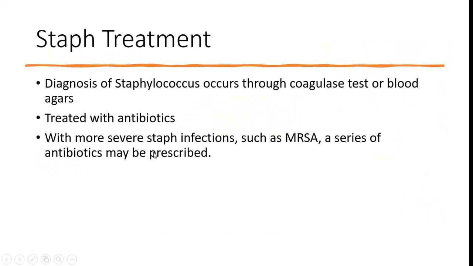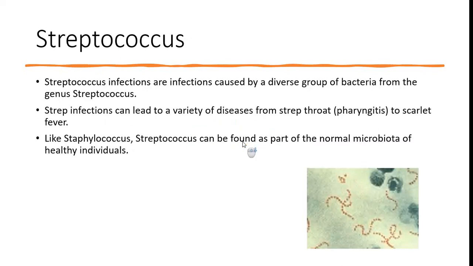So how do we treat staph? Well, one of the things we have to do is ensure that it's staph through either a coagulase test or a blood agar, and we're going to treat it with antibiotics. There's a wide variety of antibiotics that are effective against staph. Now, if it happens to be MRSA, which is that methicillin-resistant strain of Staphylococcus aureus, then it's probably going to be a multi-antibiotic regimen, and we're going to have to pick antibiotics that are not part of the methicillin family, since that strain of Staph aureus is going to be resistant to it. So that is our staph infections.